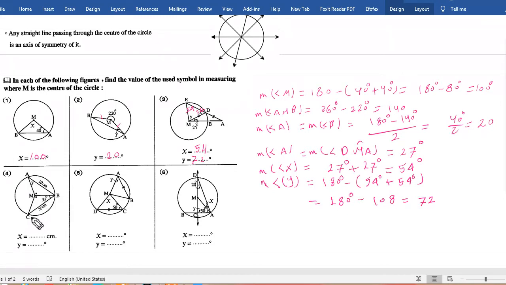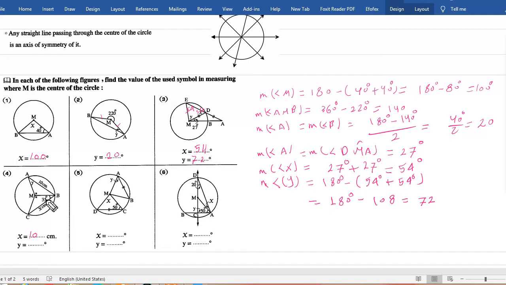So the two triangles are congruent. So the corresponding angles are equal and the corresponding sides are equal. Then the value of x equals what? The corresponding sides of x equal 10 centimeters. What is the value of y?